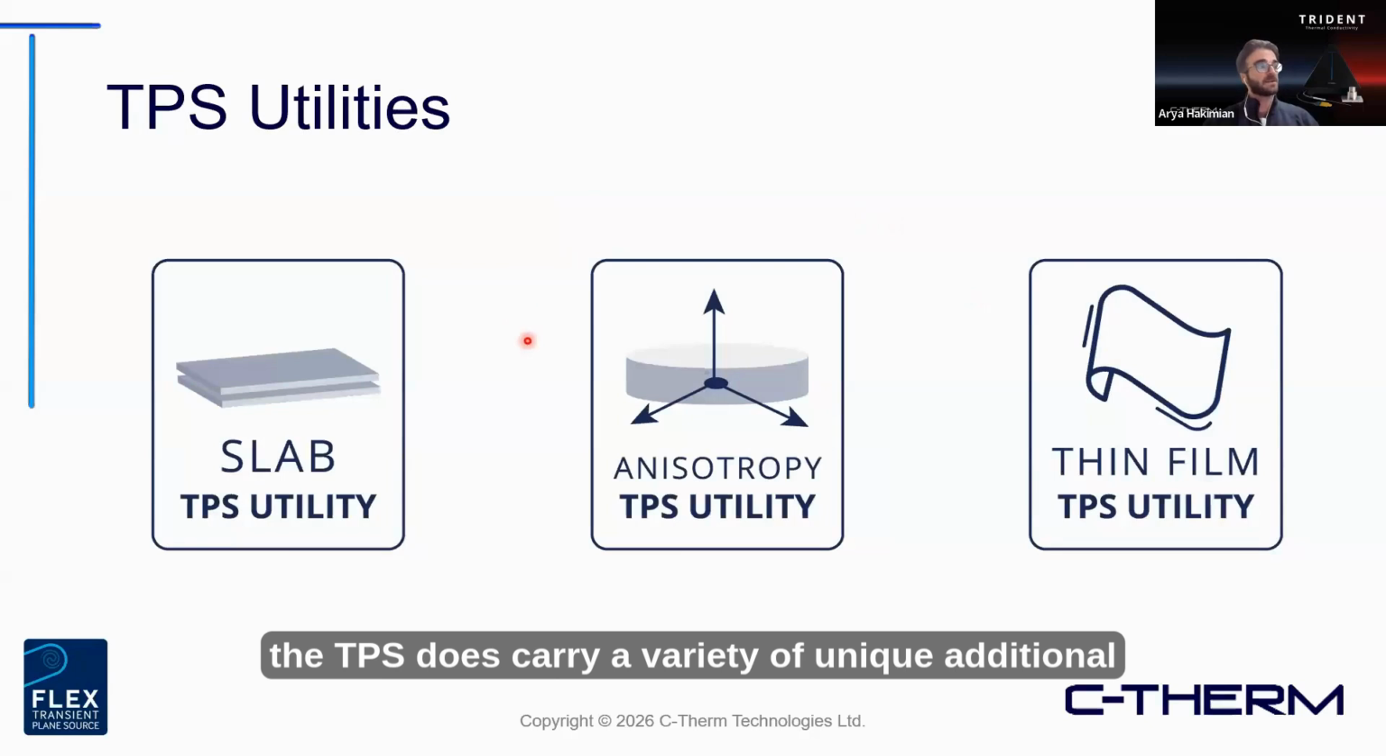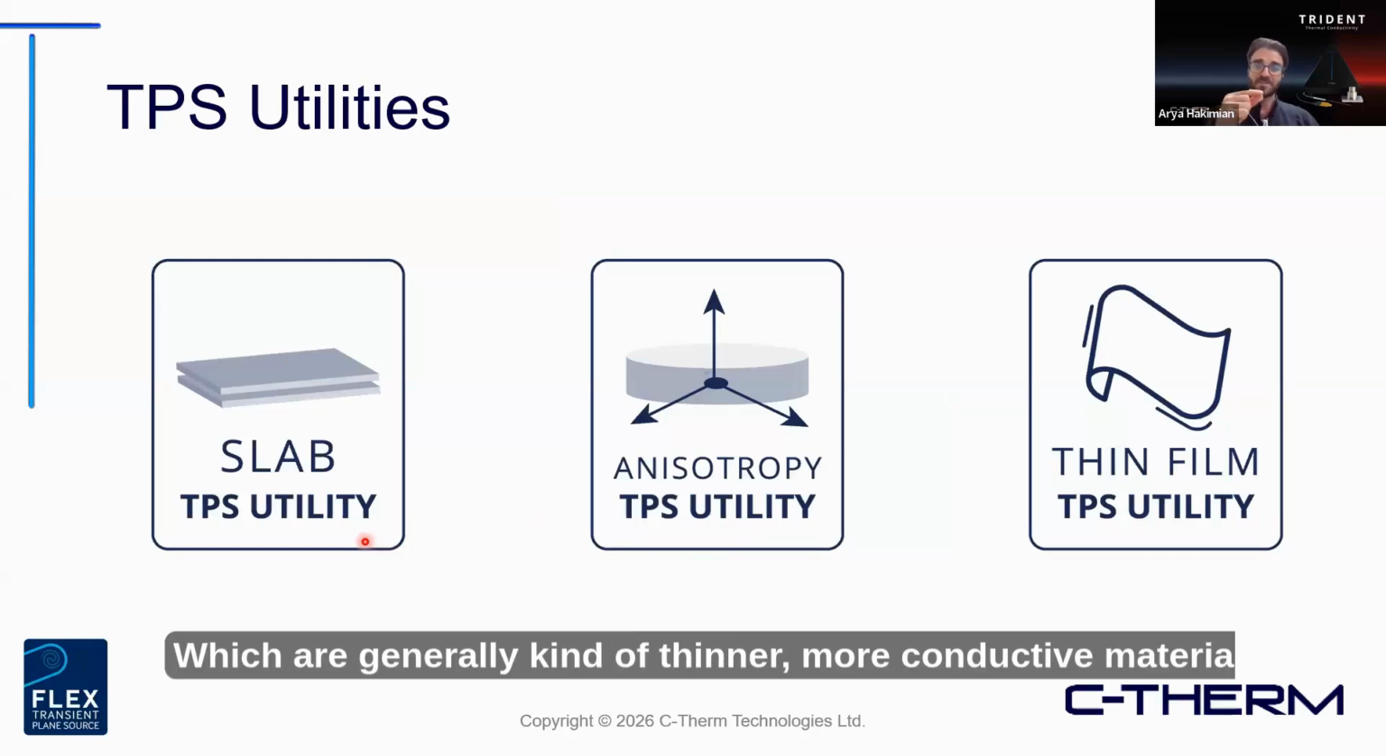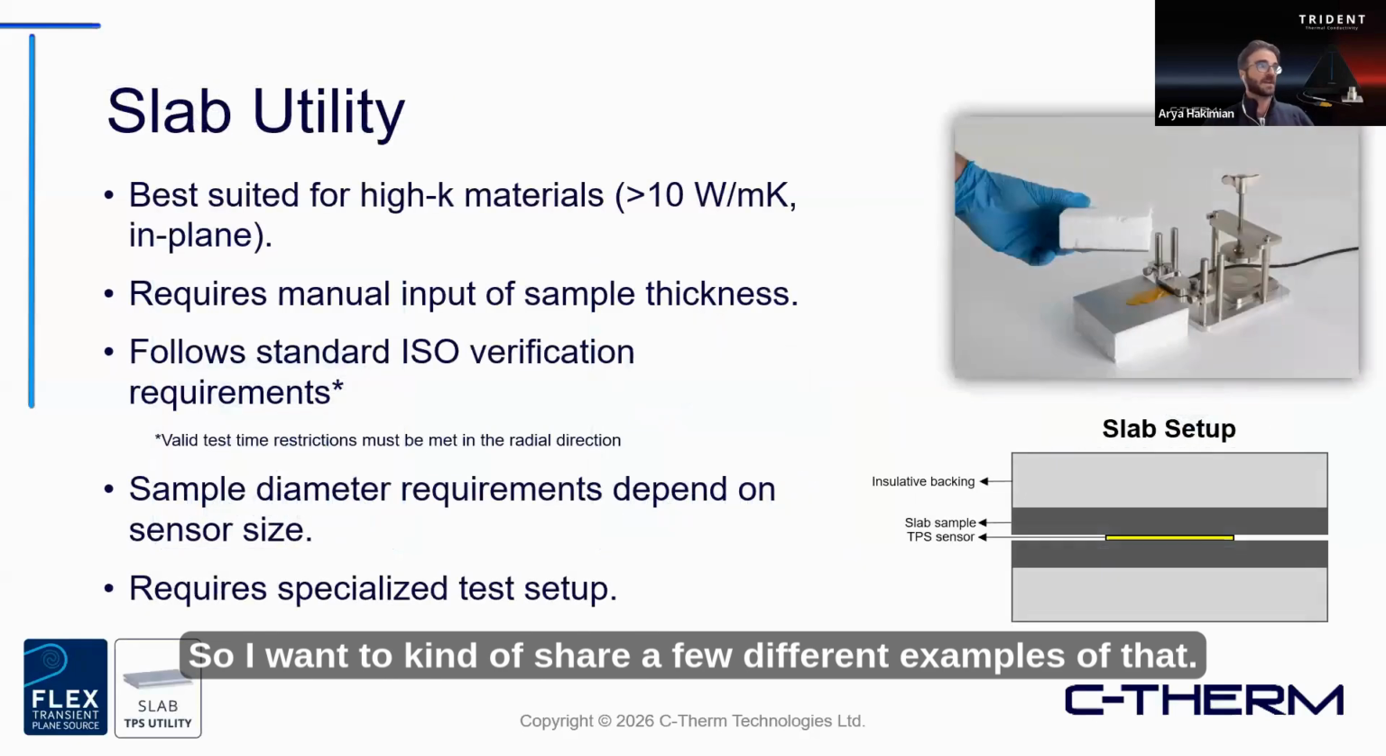Now, the TPS does carry a variety of unique additional options for testing. These handle more novel sample formats, everything from thin films, anisotropic samples, and slabs, which are generally thinner, more conductive materials. So I want to share a few different examples of that.